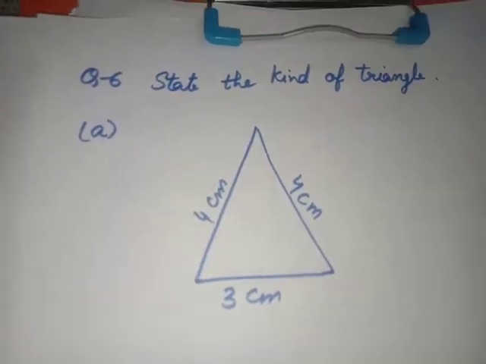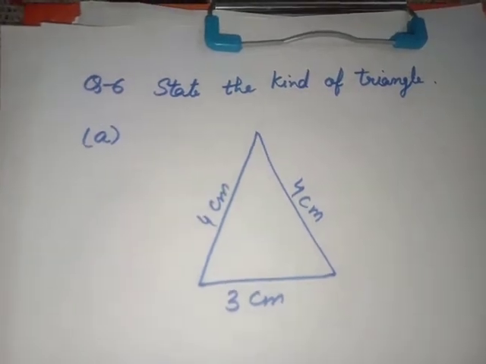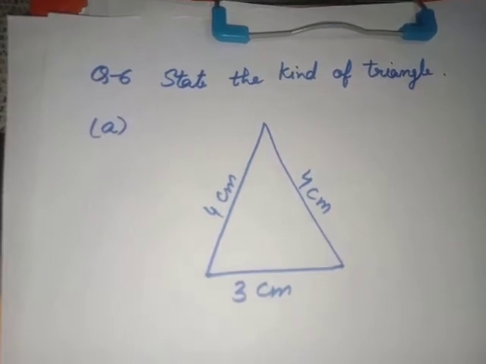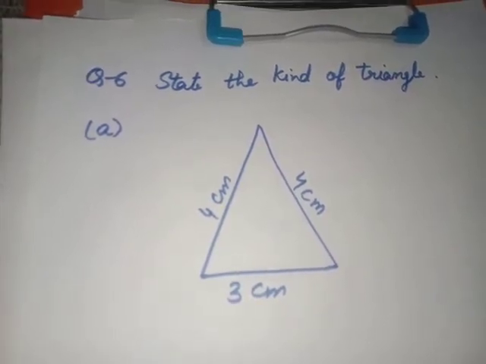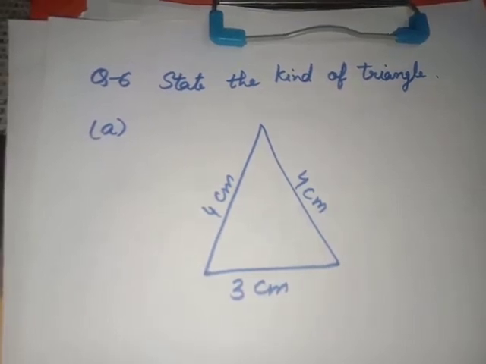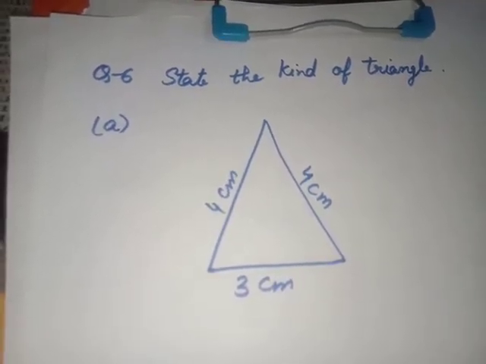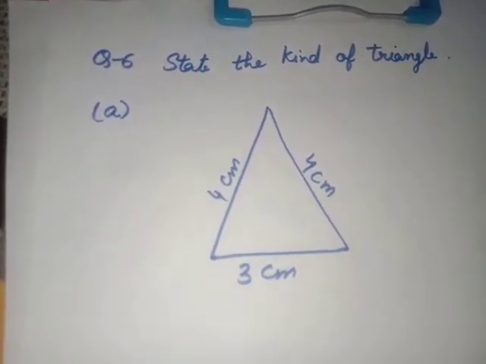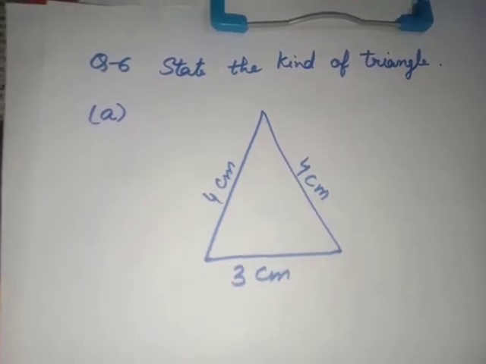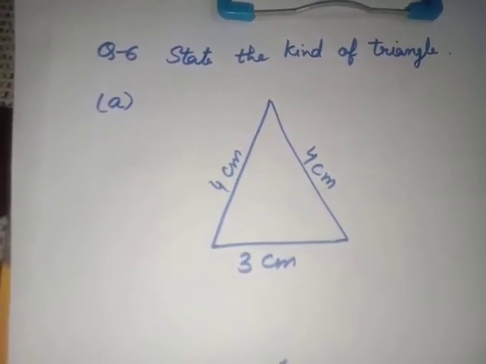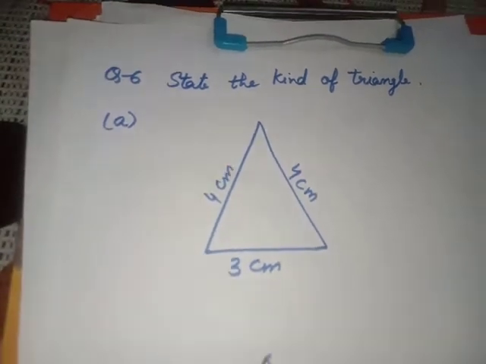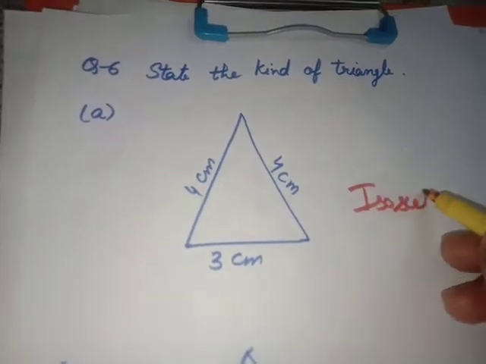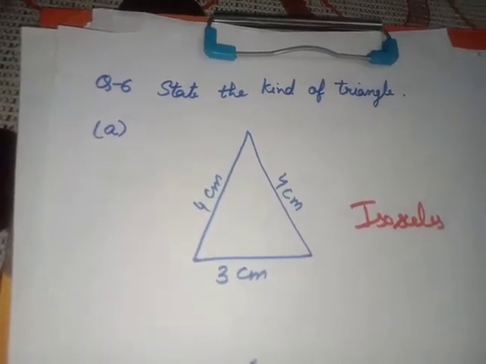Question number 6. State the kind of triangle. In the first part, three sides are given. We just saw that if angles are given, then we need to tell the type of triangle according to its angles. But if sides are given, then we will tell the type of triangle according to its sides. When the sides are 4 cm, 4 cm and 3 cm, any two sides are equal. So, what kind of triangle is this? Yes, isosceles triangle. This question you will do in your book only.